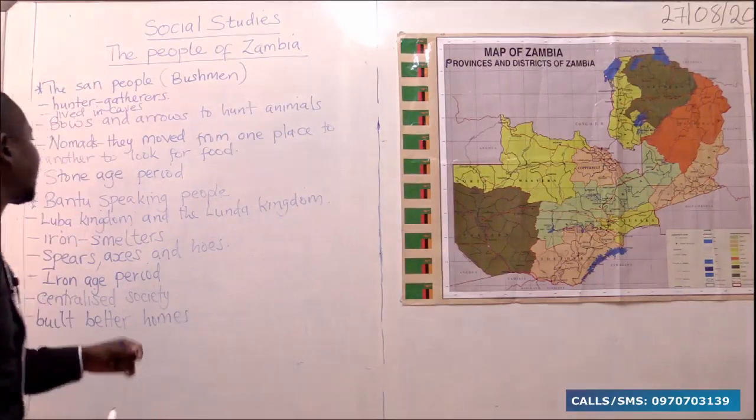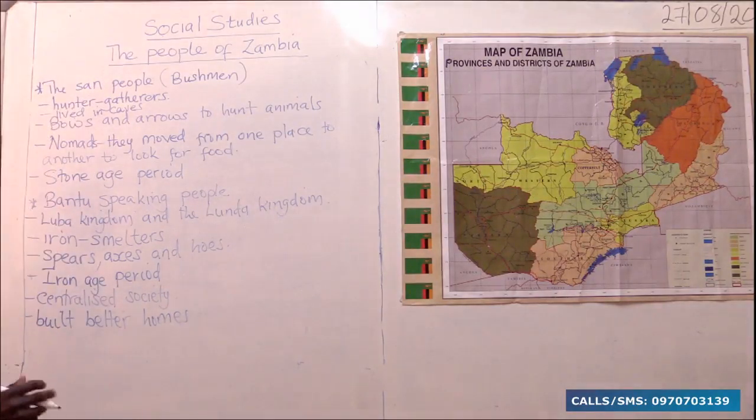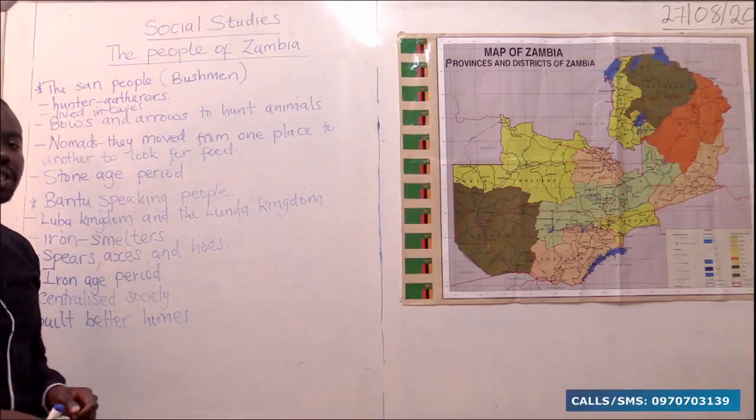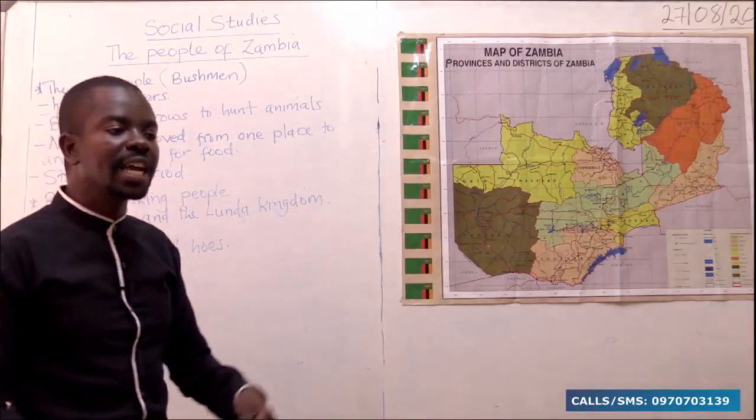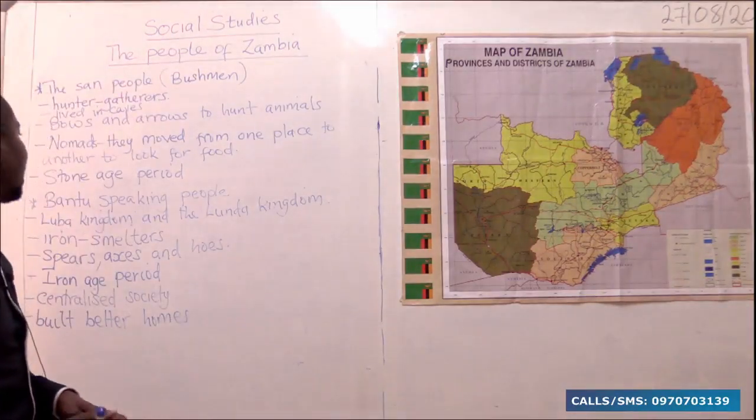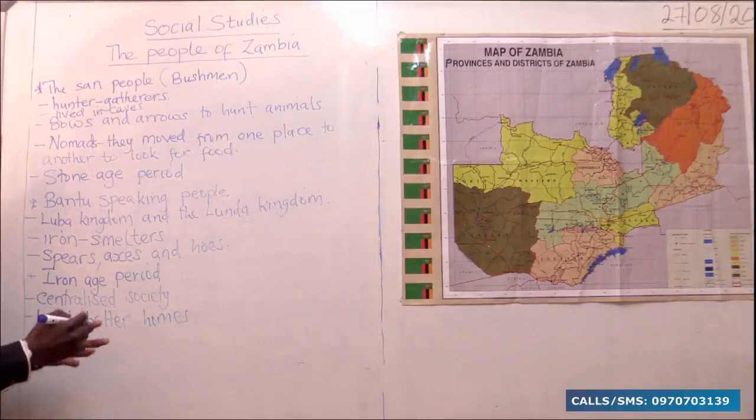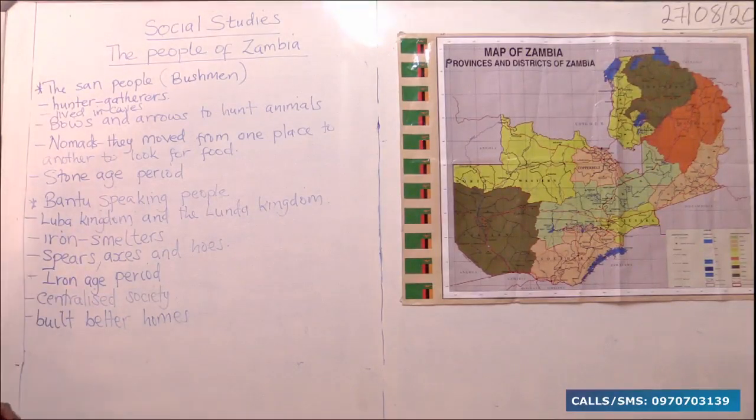They lived in what is known as the Stone Age period, meaning that they used stones to cut meat and to kill animals. Okay, so that's all about the San people.